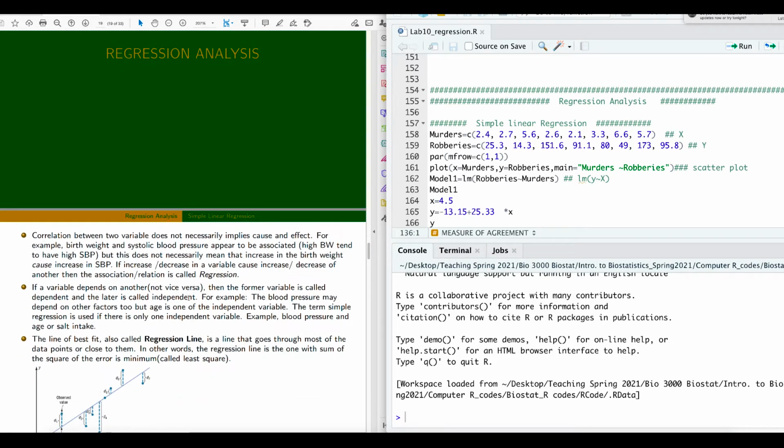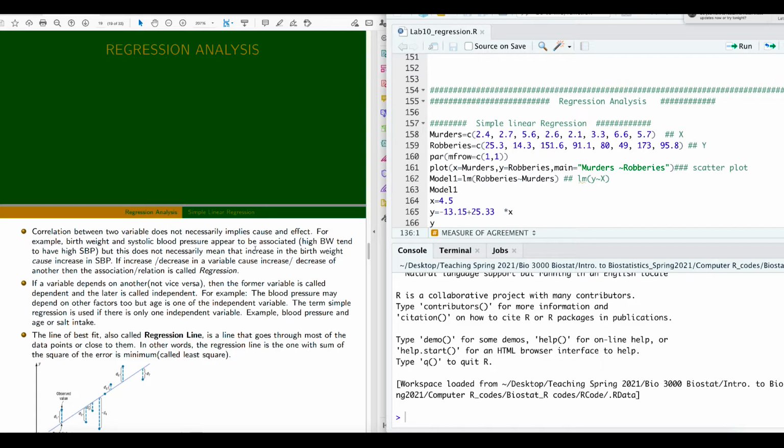Correlation between two variables does not necessarily imply cause and effect. For example, birth weight and systolic blood pressure appear to be associated. High birth weight tends to go with high systolic blood pressure, but it does not necessarily mean that an increase in birth weight causes an increase in systolic blood pressure. If increases or decreases in a variable cause increase or decrease of another variable, then the correlation is called regression. So if one causes the other, then we call that association, that correlation, a regression.